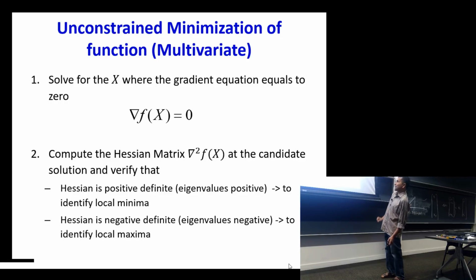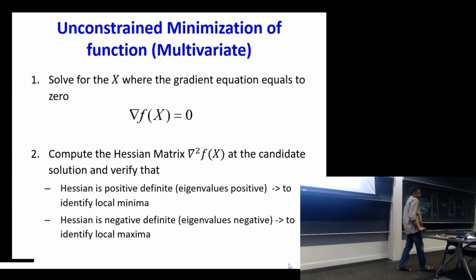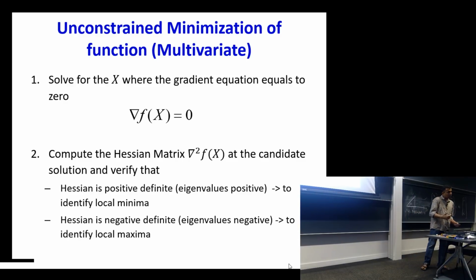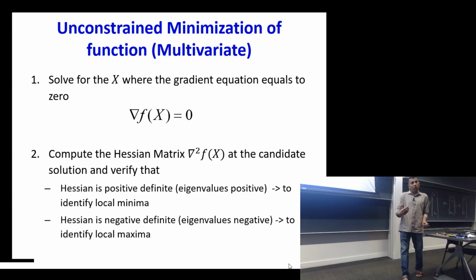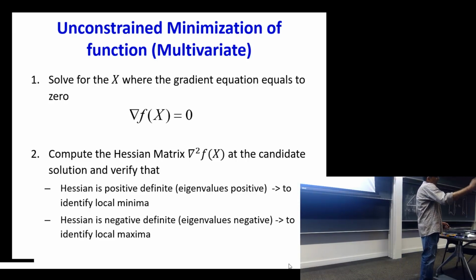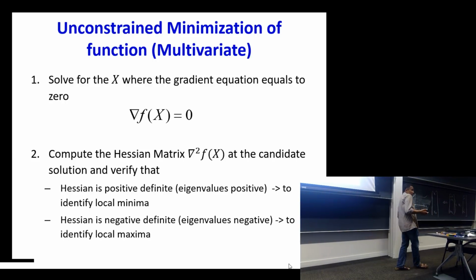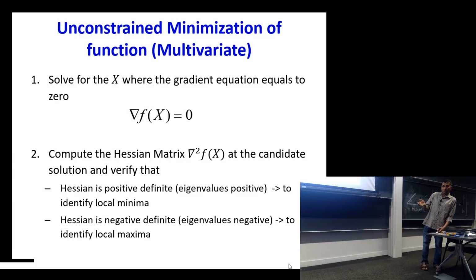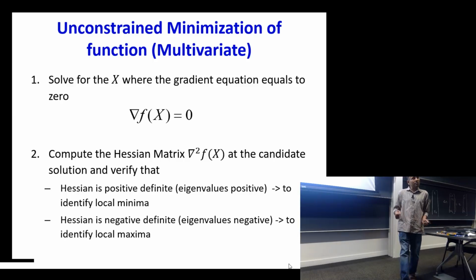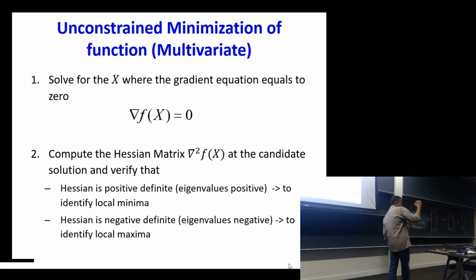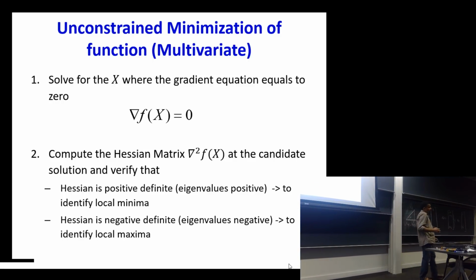Then you compute the Hessian at the candidate location, and the directions where the eigenvalues of the Hessian are positive are directions in which you have a minimum. The directions in which the eigenvalues are negative are directions where you have a maximum. And at intermediate values, if it's 0, those are inflection points. Now, if you want a distinct minimum, every single eigenvalue of the Hessian must be positive. If you want a distinct maximum, every single eigenvalue of the Hessian must be negative.